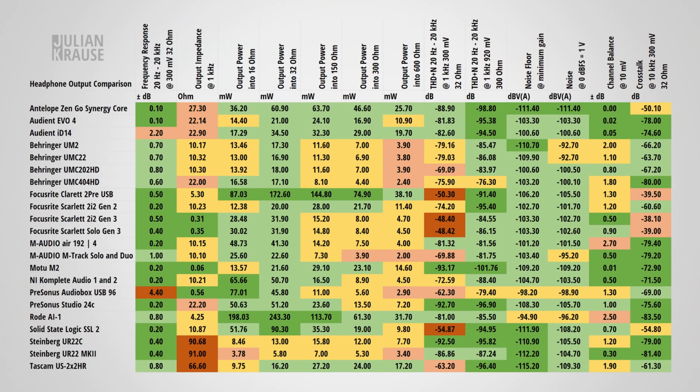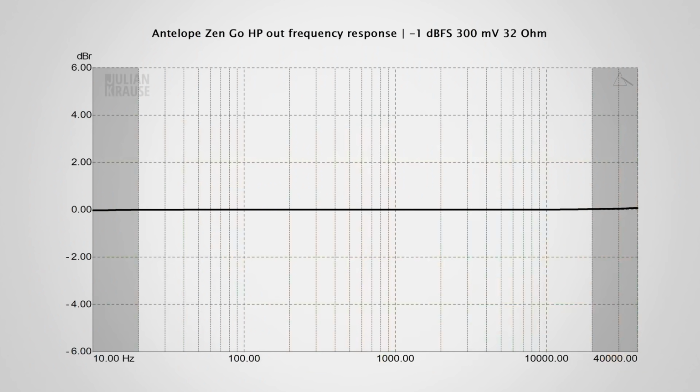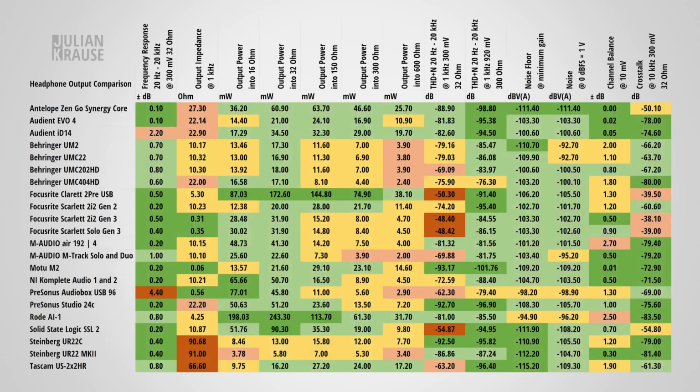Next up, headphone output performance. As with all my other reviews, I've condensed all my measurements into this table, where you can directly compare the different devices. The measurements are also color-coded to give you an indication on how well an interface performs. Let's start with the frequency response, which is extremely flat, and like the main output, pretty much as good as it gets. The output impedance of a headphone output should be as low as possible, so that the sound isn't influenced by the impedance of the headphones.